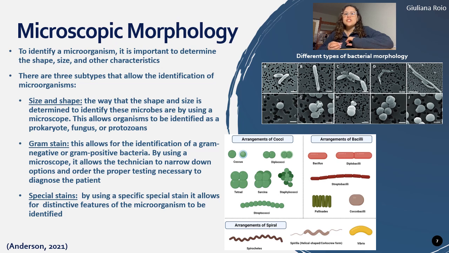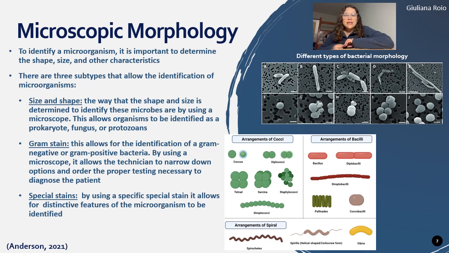So first, we're going to have size and shape. The way that size and shape is determined to identify these microbes is by using a microscope, and this allows us to identify if it's a prokaryote, a fungi, or a protozoan, as well as a bacteria. So the microscope allows us to properly identify what it is, so that you could tackle it from there from a physician standpoint.